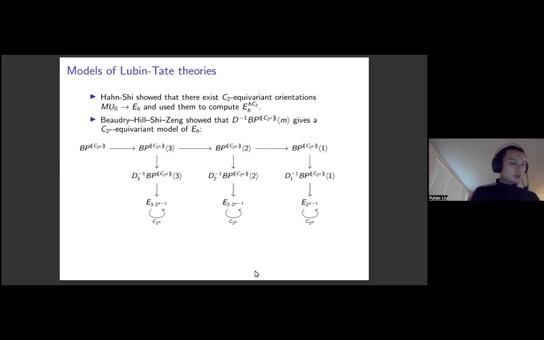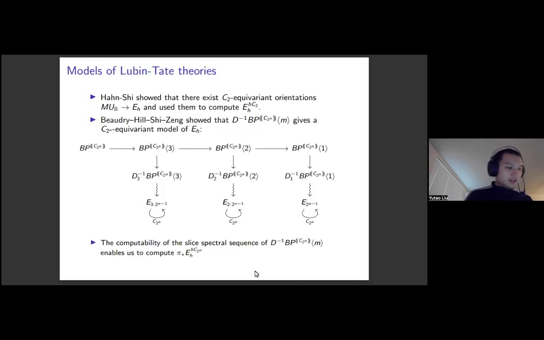And here is a large graph which shows how this system works. If you take different quotients of BP C_{2^n} and you take their periodic construction, then they will provide perfect models for different Morava E series with C_{2^n} actions. Then the slice spectral sequence comes into our story since it's quite computable when we apply it to these periodic quotient BP modules, which enables us to compute the homotopy of the fixed points of the Morava E series.